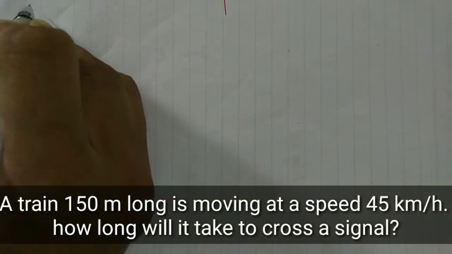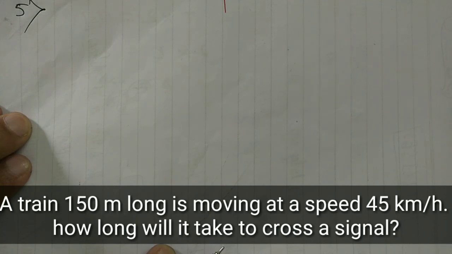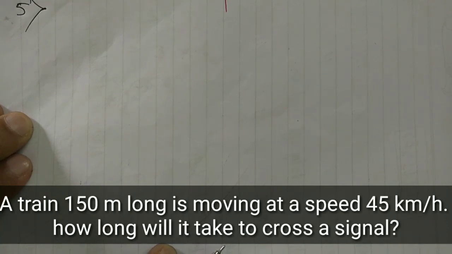Question number 5, which you can see on your screen. A metro train 150 meter long. Yes, this is the length of the train. Is moving with a speed of 45 km per hour. How long will it take to pass the rail signal?